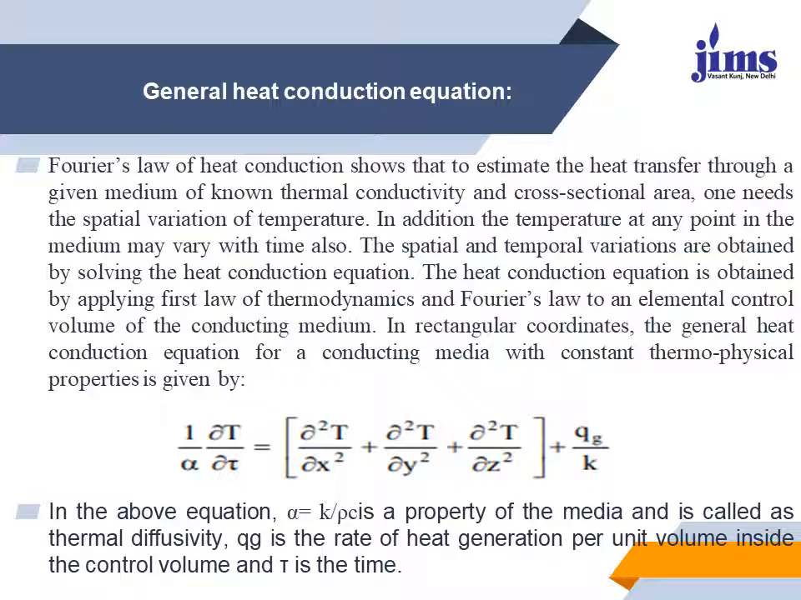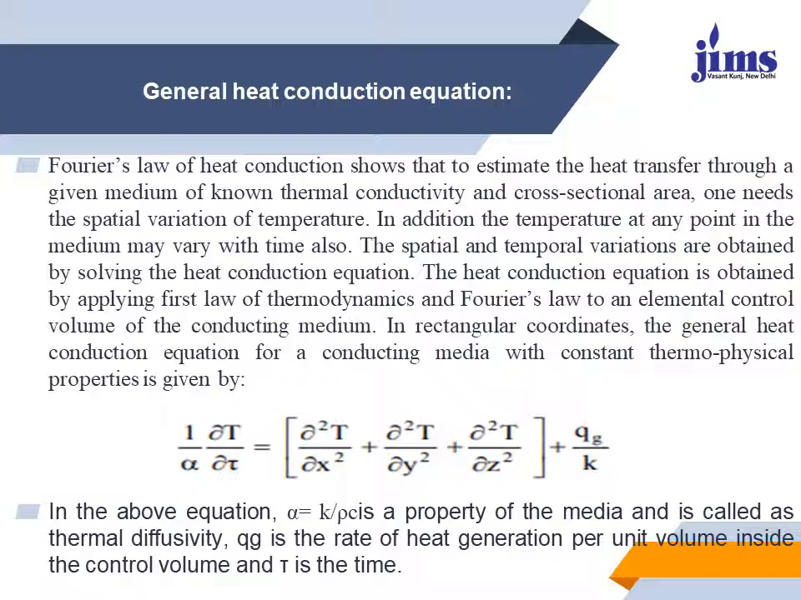Let's discuss. Fourier law of heat conduction shows that to estimate the heat transfer through a medium of thermal conductivity and a uniform cross-sectional area, one needs the spatial variation of temperature. In addition, the temperature at any point in the medium may vary with time also. The spatial and temporal variation are obtained by solving the heat conduction equation. The heat conduction equation is obtained by applying the first law of thermodynamics and the Fourier law to an element control volume of the conducting medium.